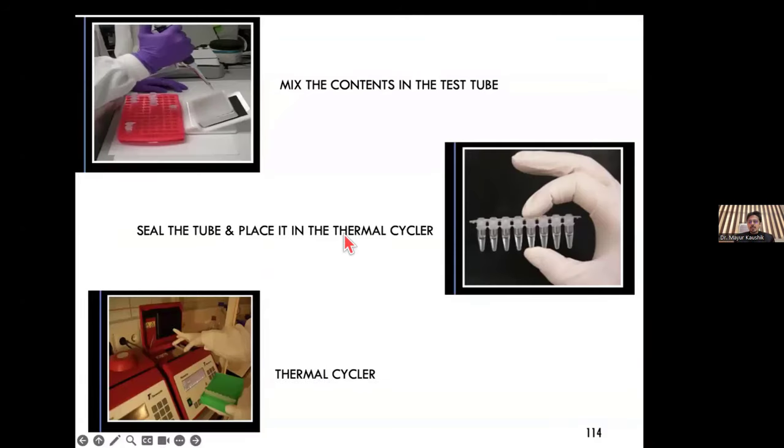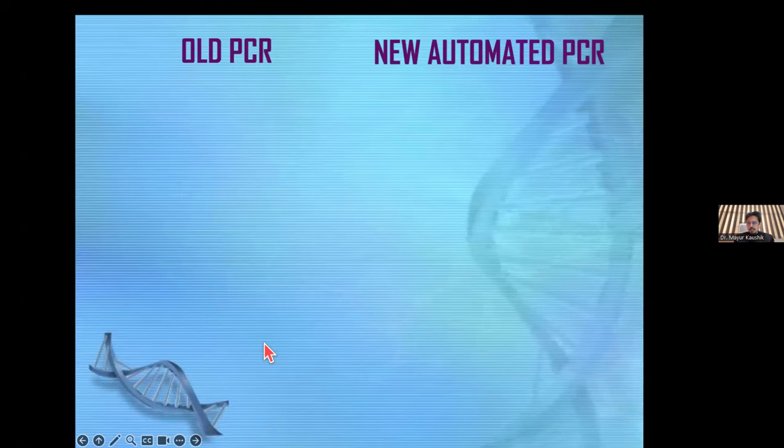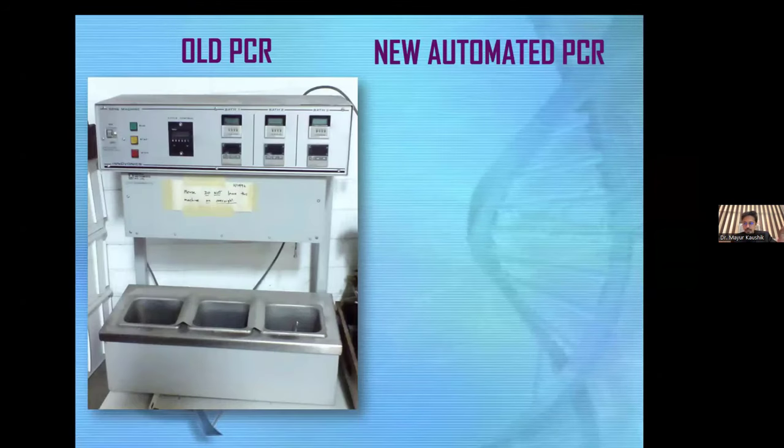So this was the step that we used to use earlier. A lot of steps are still used. Mix the contents in a tube, then we have to put them in a thermal cycler. This was how the apparatus used to appear earlier. Manual steps were there. After the first step, annealing for primers, we had to shift it to the second. Then we had to shift it to the third.